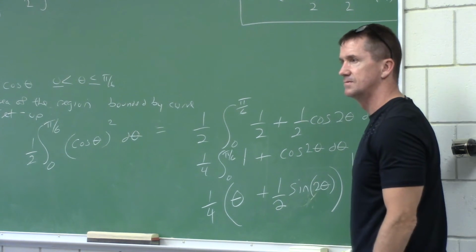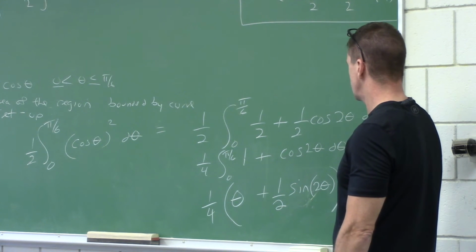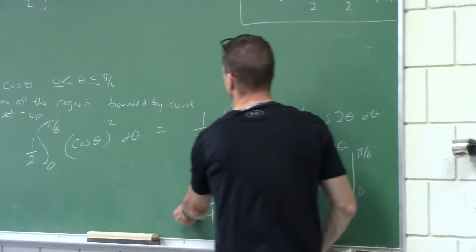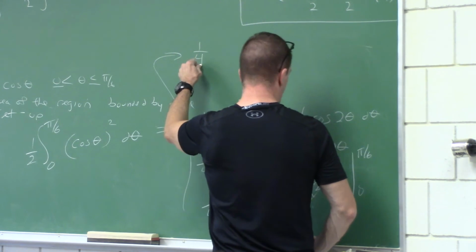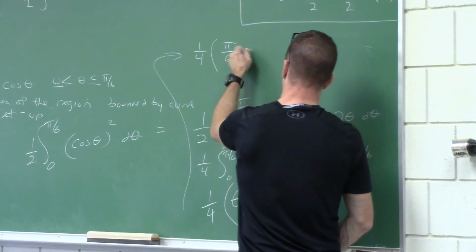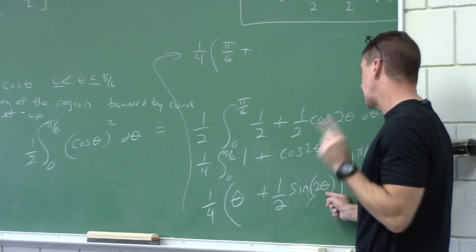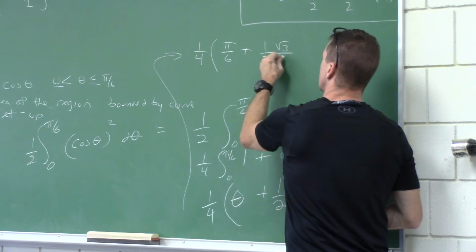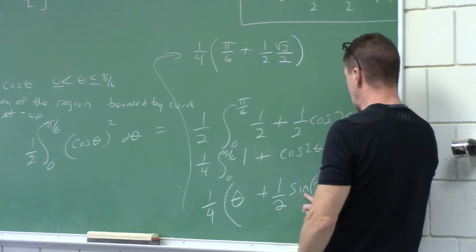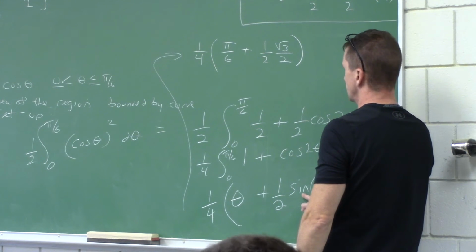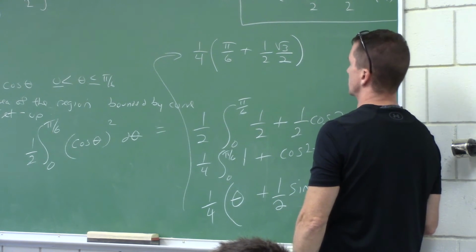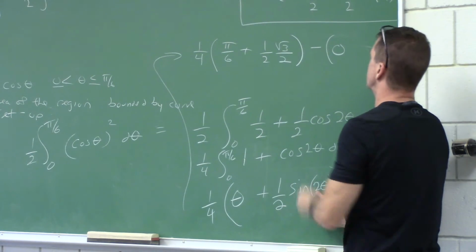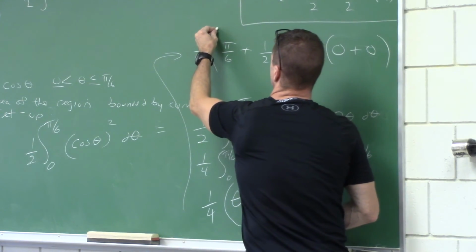So what would be the answer to this problem? Just doing this integral here. 1/4 theta, 0 to pi over 6. I get 1/4 of pi over 6 plus, what's 2 times pi over 6? Pi over 3. What's the sine of pi over 3? Square root of 3 over 2. So when I have 1/2 times sine of this, which would be pi over 3, I get square root of 3 over 2. Now I have to plug in the zeros. Well, good news when you plug in zeros. What's the sine of 0? 0.